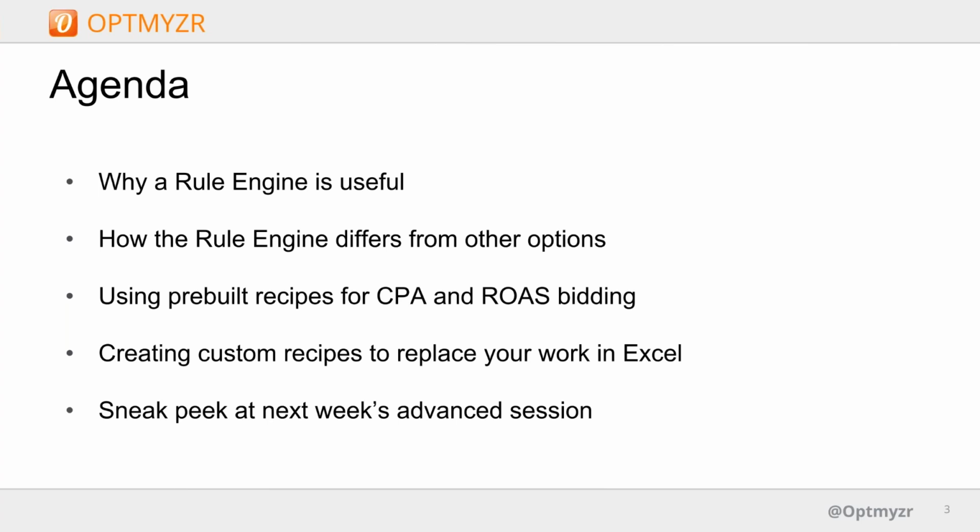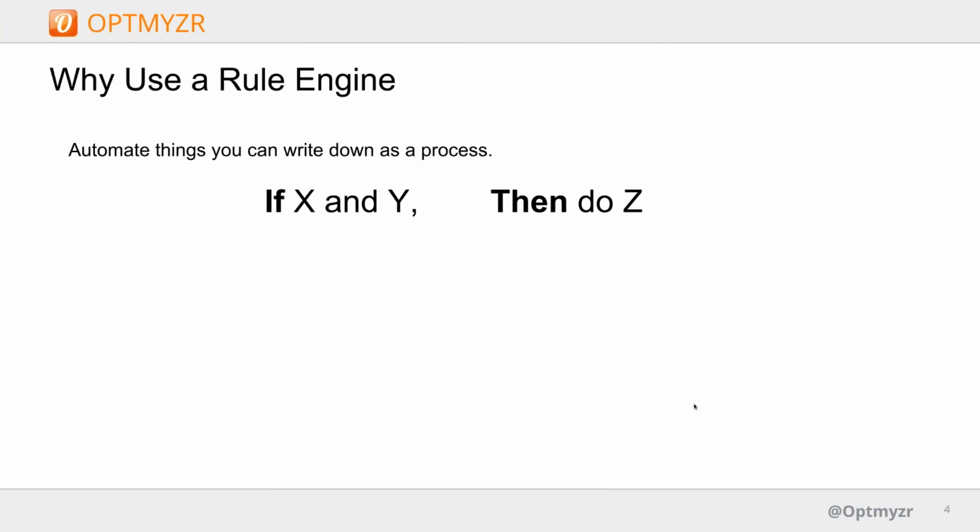This is the first of two sessions I'm doing on the topic of rule engine. Today's kind of the introduction. Next week is going to be the advanced one, where we'll take a look at stuff like bidding by weather and bidding by conversion type. But I might give you a sneak peek towards the end about some of those more advanced capabilities that we'll have. Okay, so let's get started with the rule engine.